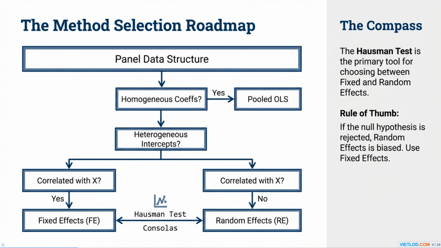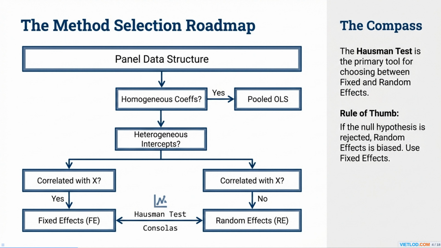Assuming homogeneous coefficients, the next crucial step is to determine if we have heterogeneous intercepts. If yes, meaning each individual has a unique baseline, we must choose between fixed effects and random effects. This decision hinges on whether the individual effects are correlated with X, our explanatory variables. If they are, yes, correlated, then we should use fixed effects, FE. If no correlation is found, then random effects, RE, is more efficient.